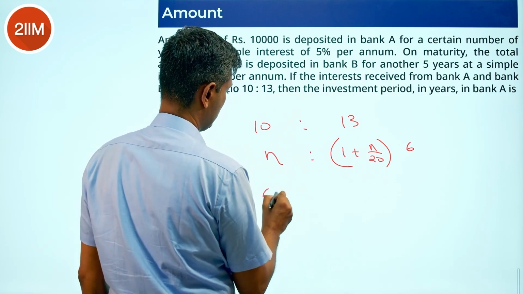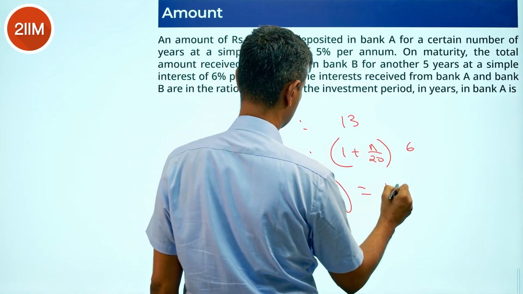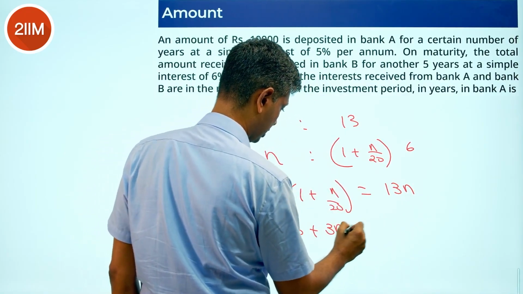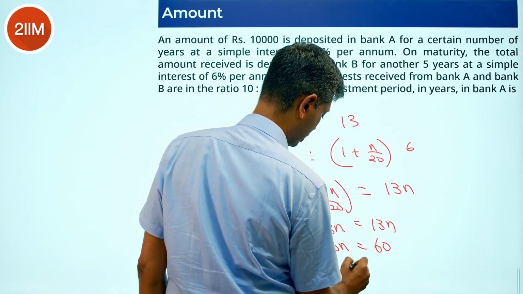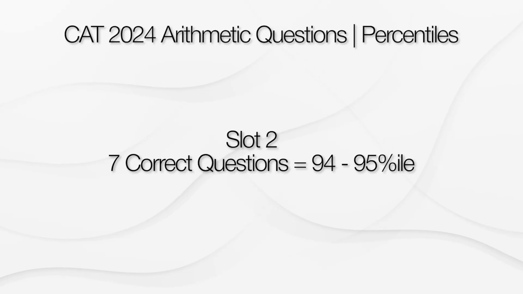Ten into 6 is 60, into 1 plus n by 20 equals 13n. 60 plus 3n equals 13n. 10n is 60, n is 6. Initially it is put for 6 years.